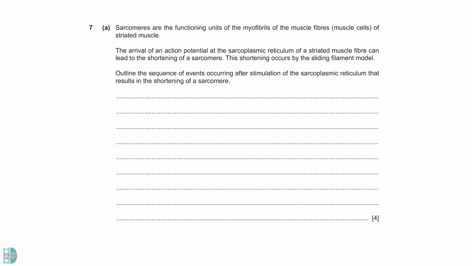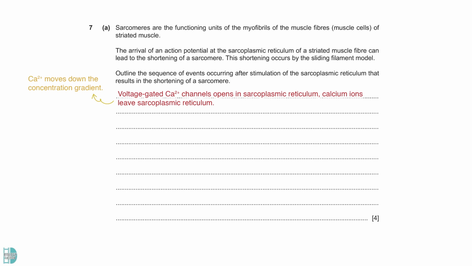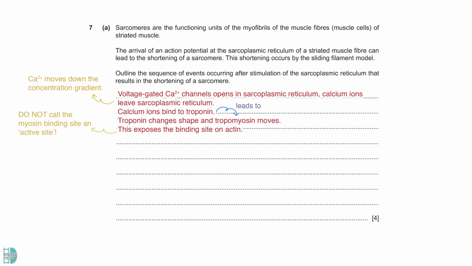7a. Outline the sequence of events occurring after stimulation of the sarcoplasmic reticulum that results in the shortening of a sarcomere. When the sarcoplasmic reticulum is depolarized, voltage-gated calcium ion channels open. This causes calcium ions to leave the sarcoplasmic reticulum. They move down the concentration gradient. Calcium ions will bind to troponin. The binding causes troponin to change shape and tropomyosin to move. This exposes the binding site on actin.